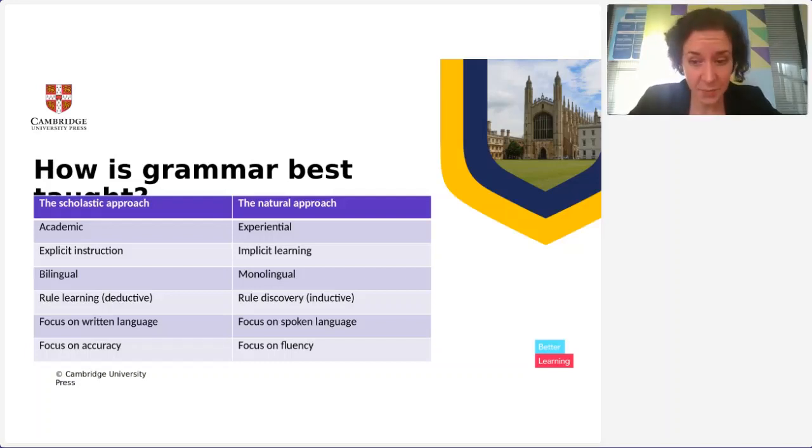But Scholastic Approach and the Natural Approach. Scholastic Approach is academic, explicit. Yeah, we have explicit instruction. Bilingual, we need to translate all the time. We learn the rules first, then we are trying to either see them in the language or produce this piece of language knowing the rule. Focused on written language, the Scholastic Approach. So we read something and we see how the rule works, and then we write something to make this rule work. And then focused on accuracy. Everything should be very precise there in the writing or in the reading piece.